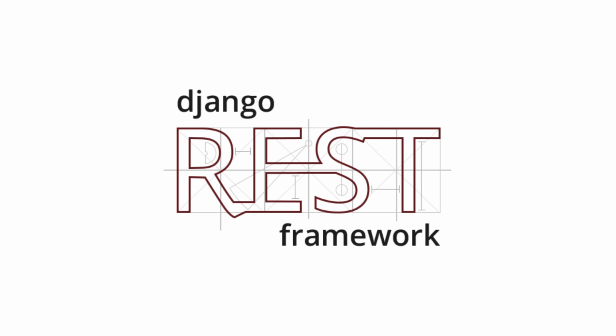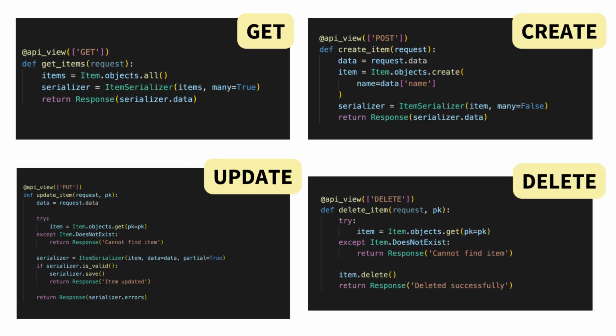So Django REST framework is a great choice if you're looking to create public APIs or simply an API to transport data to your own apps. In this video, we're going to build an API that can get data, create data, update data, and also delete that data. So let's head over to our terminal to get started.